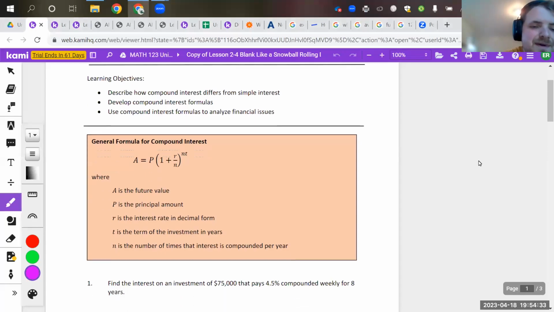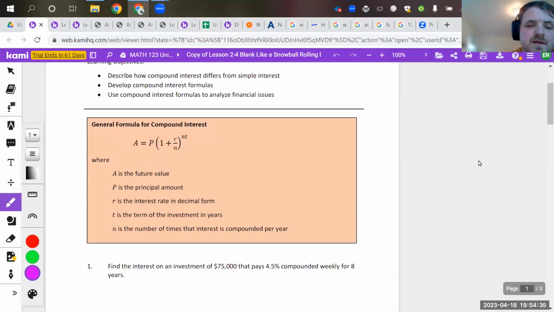So again, compound interest is more of a situation that's based in, like, a retirement situation or an investment where you're going to make money off of the money that gets added yearly.